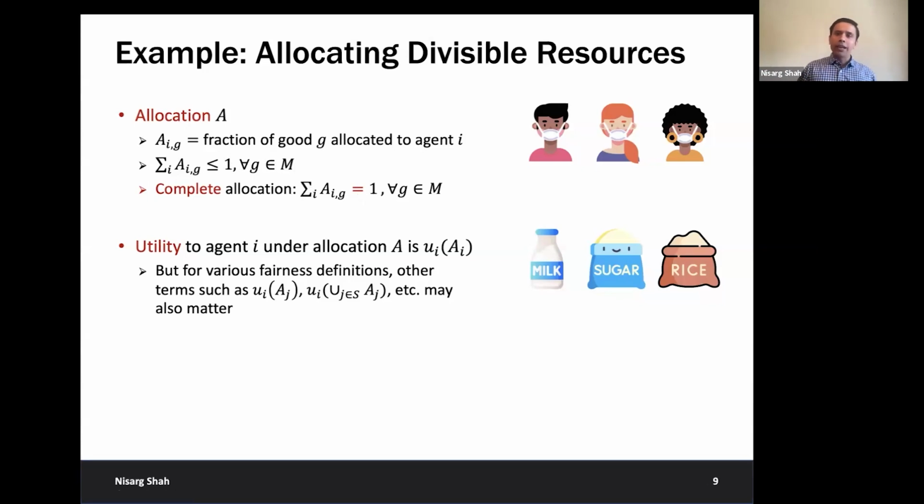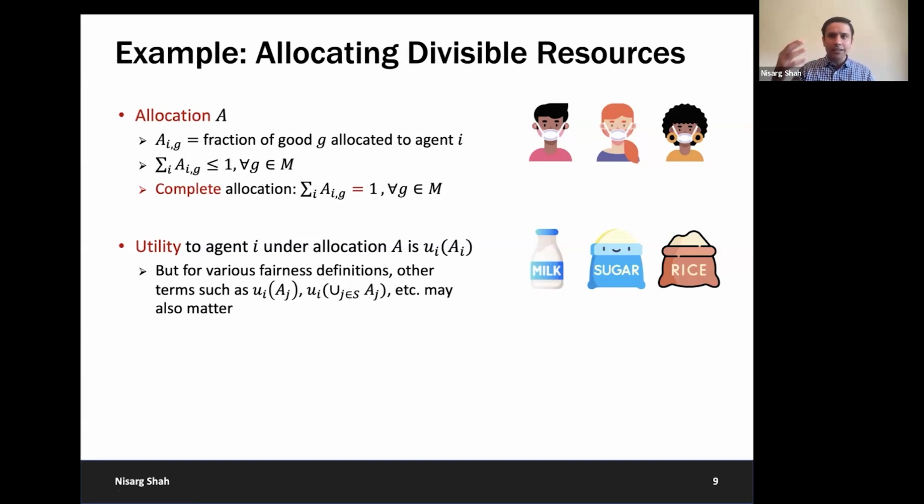And now we can talk about the utility that each agent i gets under this allocation A as just the utility function of agent i, u_i, applied to the ith row, A_i, of this matrix, which denotes what fraction of the different goods this agent i is being given.